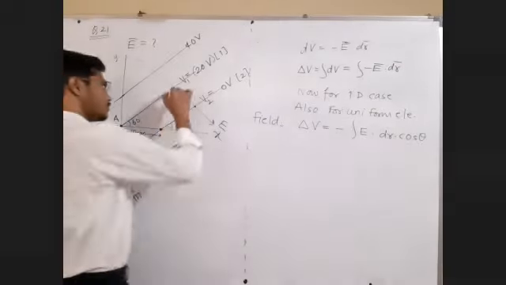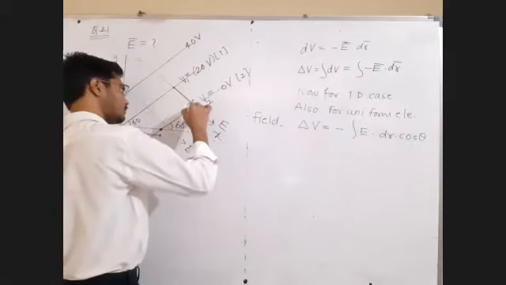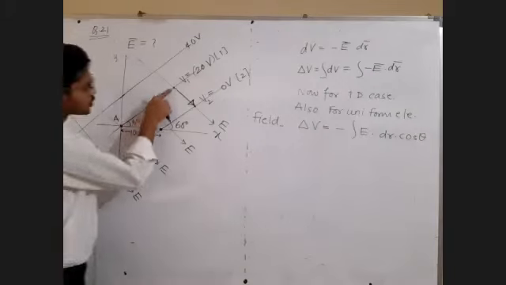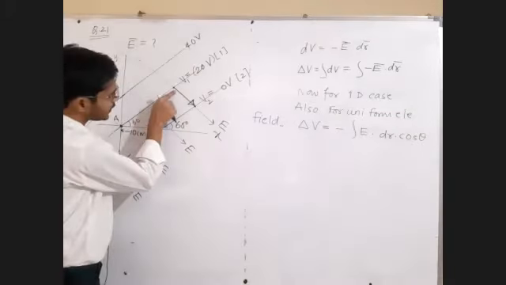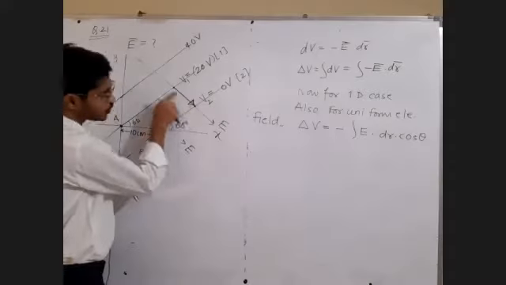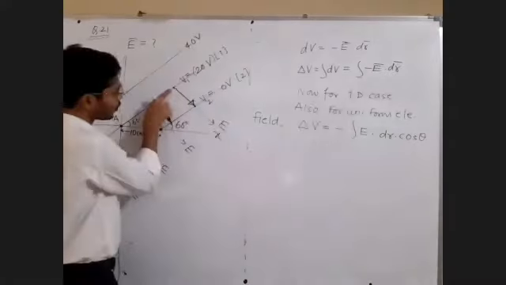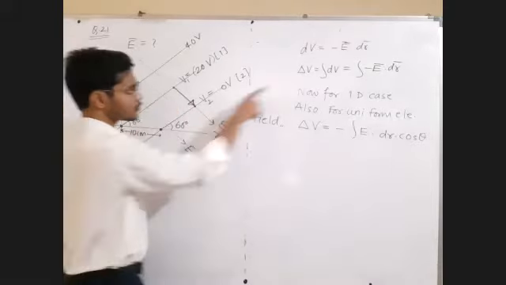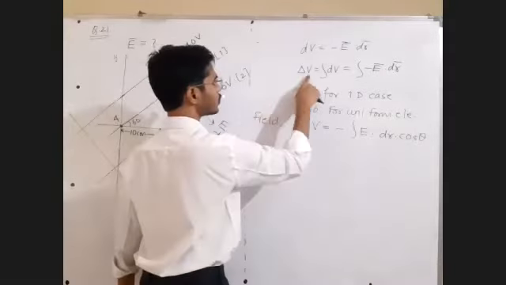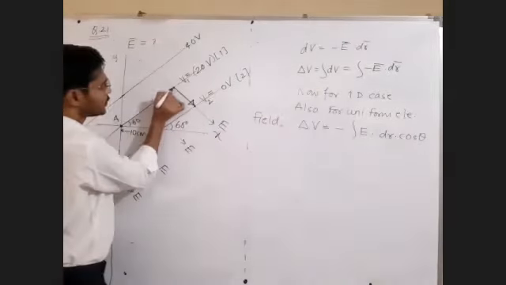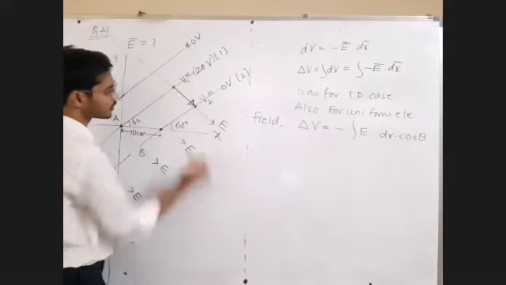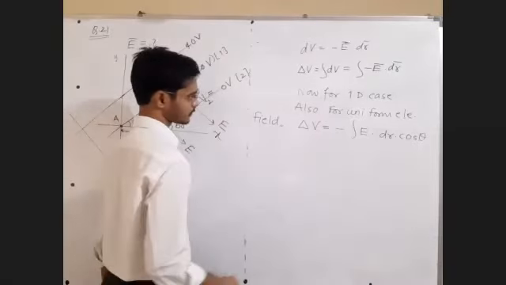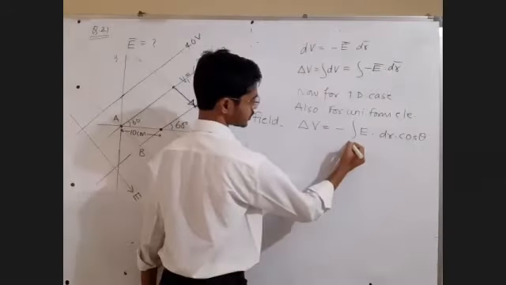So think for this path. Small dr will be on this path. All those dr will be located on this path, and on this path we have to perform this integration. Then we will get the overall potential difference between this point and this point. So this is delta V, from the first position to the second position.